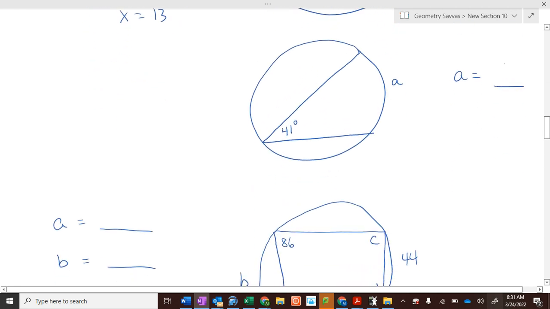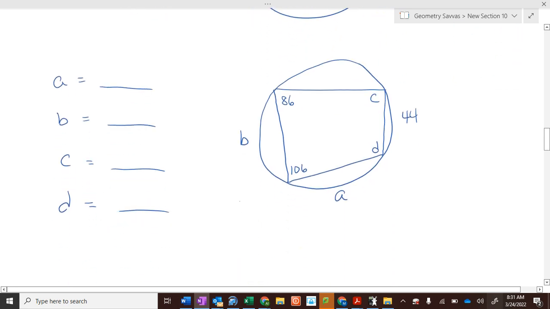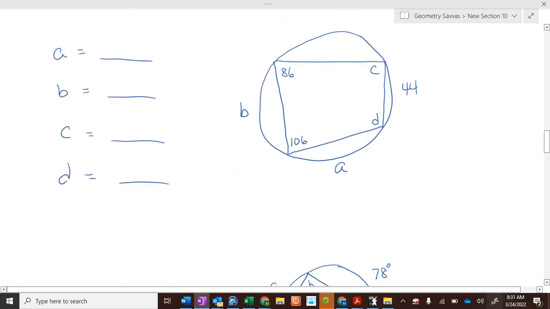How big is A? How big is A? Emily, what do you think? Maybe you should pay attention instead of doing whatever homework you're looking at. 82. Good job. Okay, we have one of these on the test.